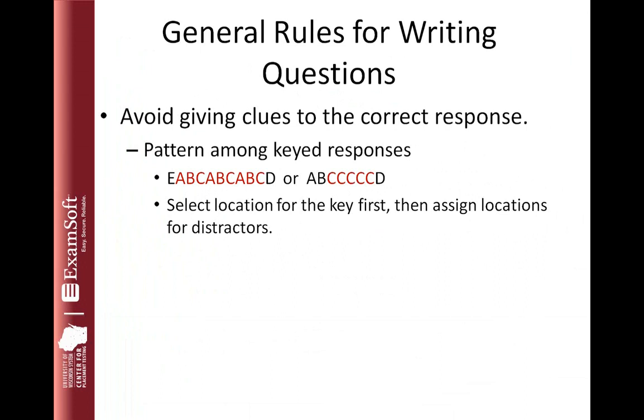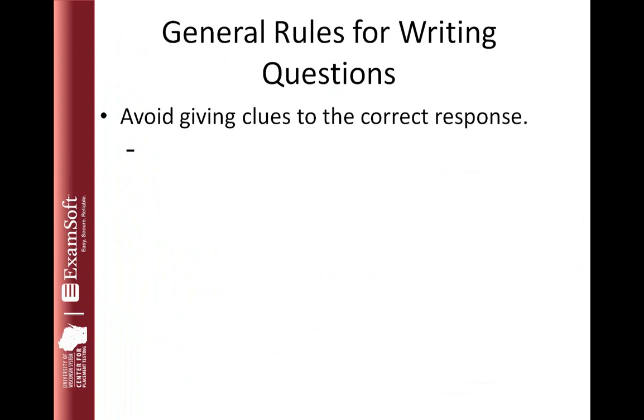So one way to avoid this is to first decide the location for your key or your correct answer. Is it going to be A, B, C, D, or E? And then assign the locations for the incorrect answers or the distractors. And we want to use all of our alternatives with approximately the same frequency.